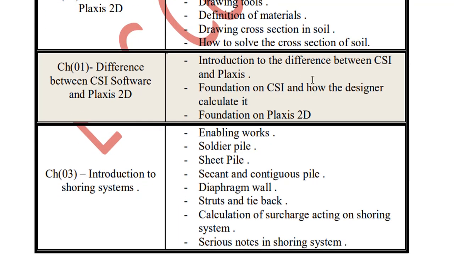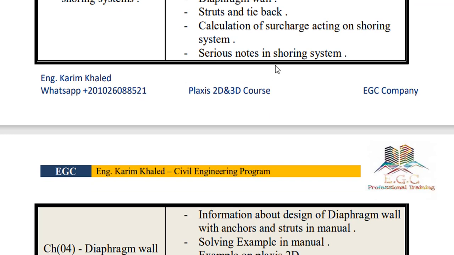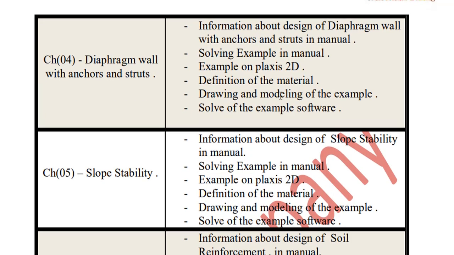Chapter 2, the difference between CSI software and Plaxis: foundation on CSI and how the designer calculates foundation on Plaxis 2D. Chapter 3, introduction to shoring systems and enabling works. We will know about soldier pile, sheet pile, secant and contiguous pile, diaphragm wall, struts, anchors, calculation of surcharge acting on the shoring system, and serious notes about shoring systems.